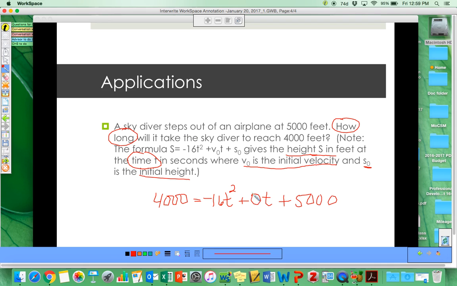So because that's 0t, I do not have a linear term, and so I'm going to solve by square roots. Actually, I'll let you do it if you want to, but square root would be a good way to solve that.